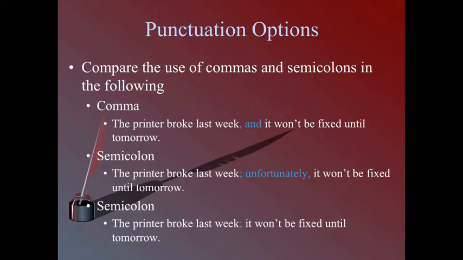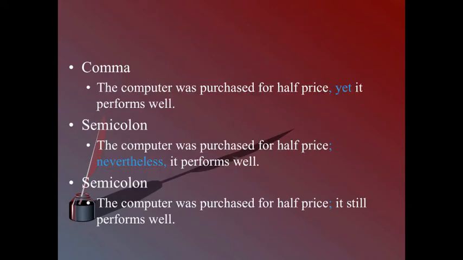Usually it's the one with the conjunctive adverb. So here, unfortunately. Unfortunately links the two ideas together, and it tells you that you're getting one piece of information and then something else or a result from it is coming. The computer was purchased for half price, yet it performs well. The computer was purchased for half price; nevertheless, it performs well. The computer was purchased for half price; it still performs well. Again, more examples.